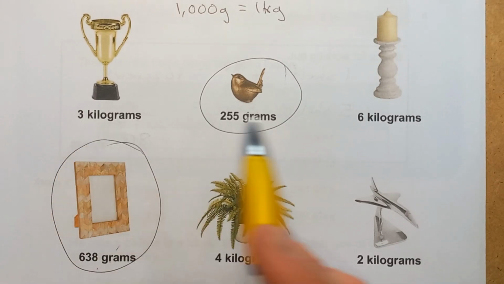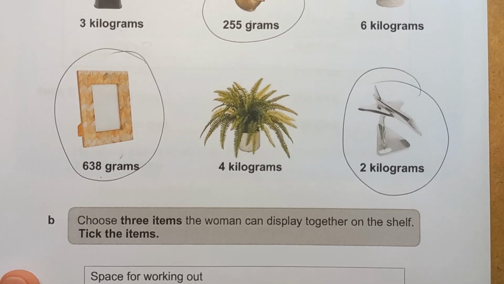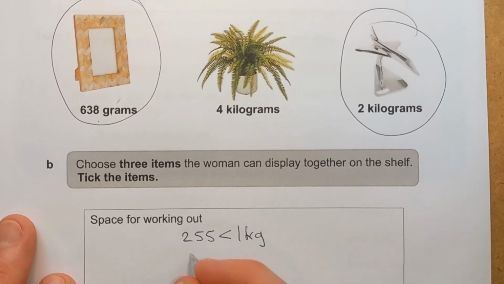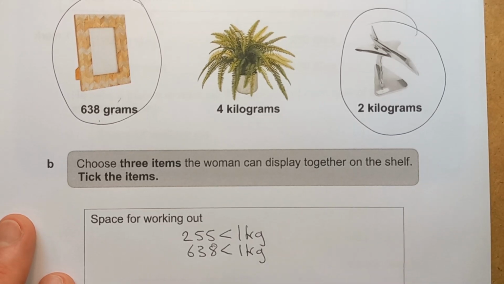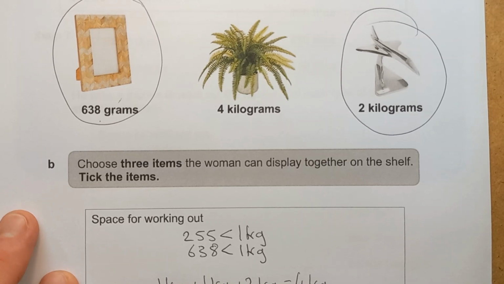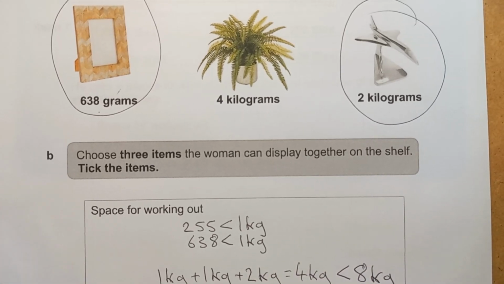What's the next lightest one? Well, 3, 6, 4 or 2. Well, 2 is the next lightest. Okay, so to show our explanation, so we can prove that these will all be alright on the shelf, we need to add them up. So what we can do is, well actually, you could add them up exactly, but we can say well, 255 is less than 1 kilogram, and 638 is also less than 1 kilogram. But if they were 1 kilogram, we can say, well, 1 kilogram plus another 1 kilogram plus the weight of this one, which is 2 kilograms, is 4 kilograms. So this is already more than the weight of these items, but that's less than the 8 kilograms that we're allowed. So that's going to be absolutely fine.